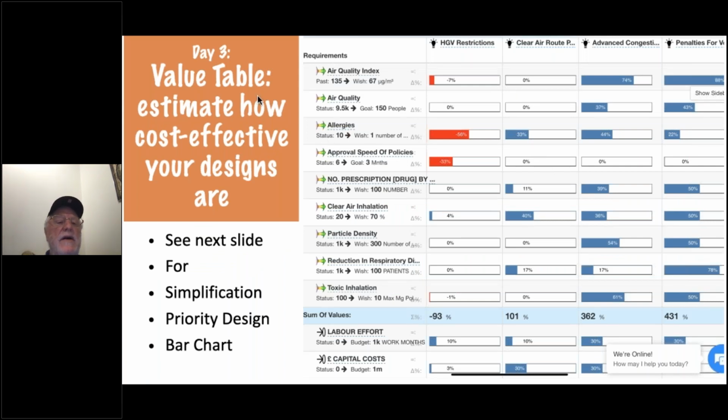Here is the day 3 value table. We've shown a few of these before, but this is the same example, the London congestion goals and resources. Here are high-level architectures, some of them, and here are the ratings of how good they are. This looks like a loser with so many negative side effects, doesn't it? We've got to look at it. And this looks like a winner, but this is almost as good. So maybe looking at how much they cost might be interesting.